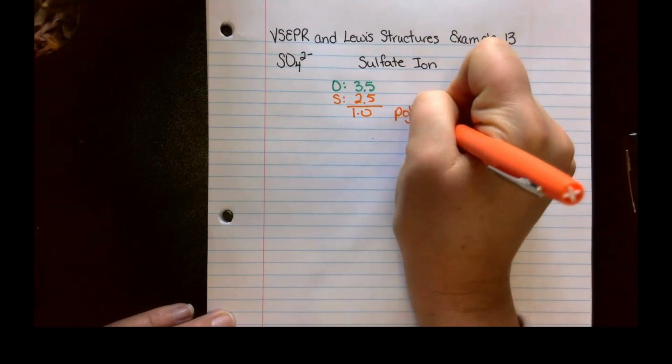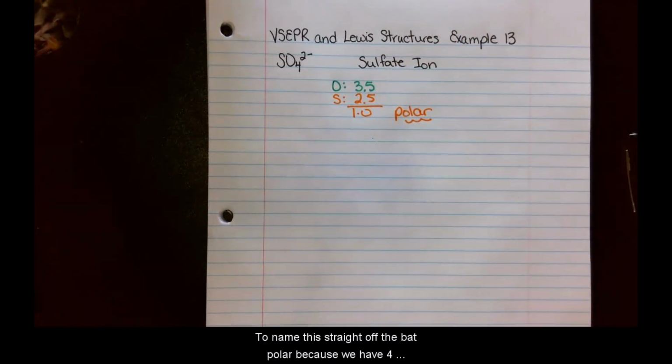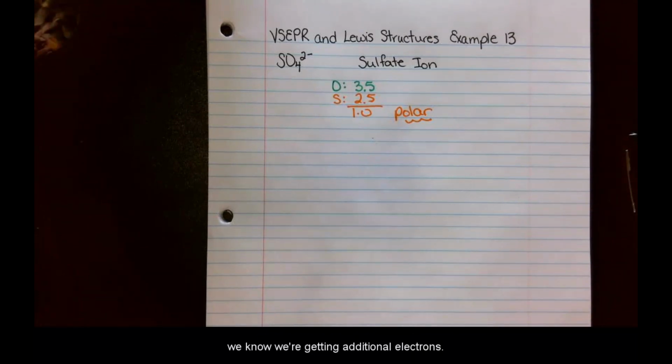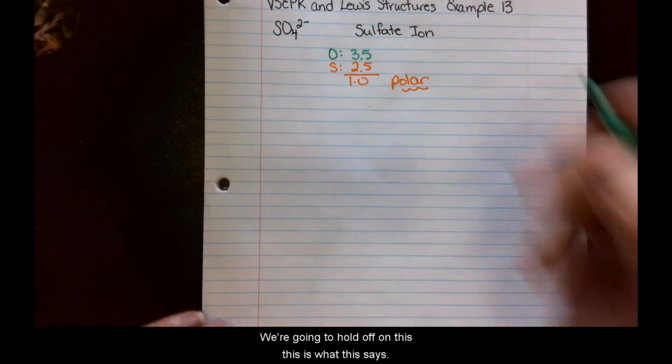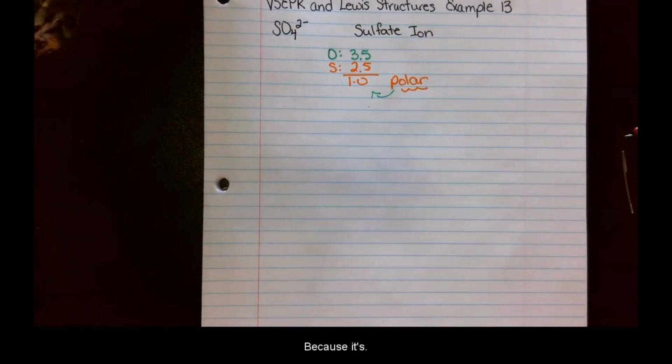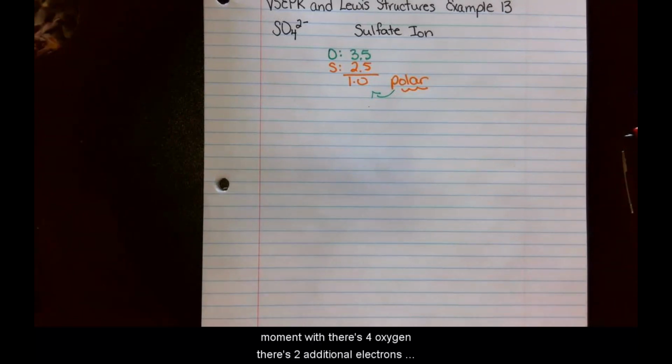But I'm hesitant to name this polar straight off the bat because we have 4 oxygens. We know we're going to have an expanded octet. We know we're getting additional electrons. So there may not be a dipole moment based on the molecular geometry. So we're going to hold off on this. Because it's non-standard, meaning it's not sulfur dioxide where there would be a dipole moment, there's 4 oxygens and there's 2 additional electrons. We want to check with the molecular geometry whether it maintains a polarity.